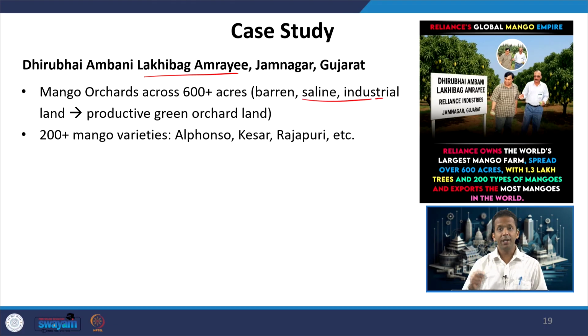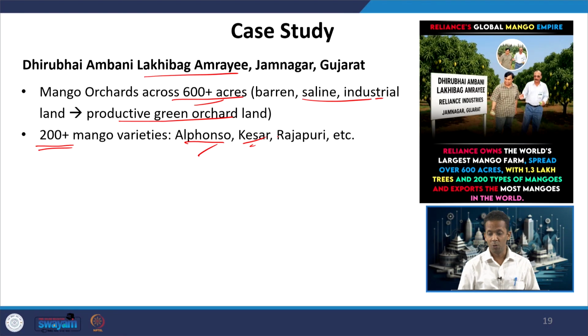Reliance converted that barren land into productive green orchard land and cultivated mango over 600 plus acres. And not just one variety, but they cultivated 200 plus mango varieties, including Alfonso and Kesar, which are among the most expensive mangoes in India, and almost 1.3 lakh trees were planted.